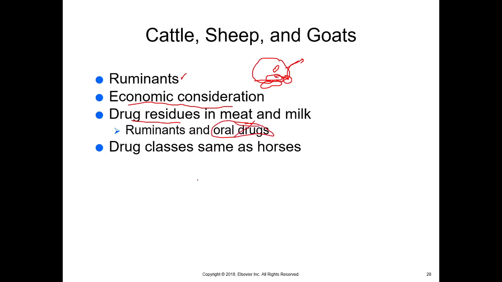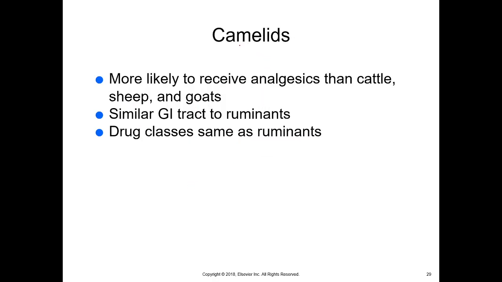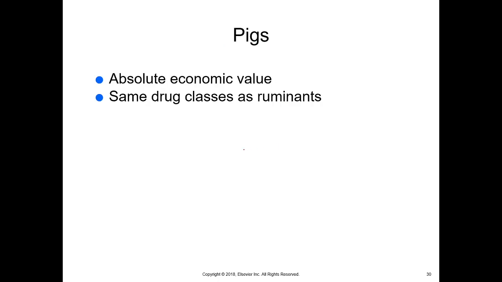We do use the same drug classes as we use in horses. Camelids, alpacas, and llamas are more likely to receive analgesics than cattle, sheep, and goats. Remember, we don't typically use them for milk or meat. They're often more companion animals. We do have to take into consideration that they have a similar GI tract as to ruminants. They have 3 compartments, but their first compartment looks like the rumen and acts like the rumen. So they have 1, 2, 3. The esophagus, the small and large intestine, but that's basically what it looks like. But we can use the same drug classes as in ruminants.